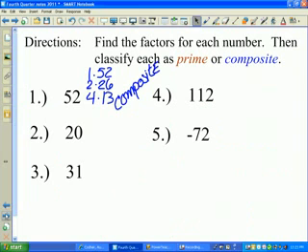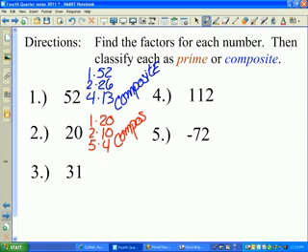Now let's look at 20. For 20, we know we can do 1 and 20. We can also do 2 and 10, and we also can do 5 and 4. So we have more than 2 factors here, so again, this is a composite. How about number 3, 31? Looks like 31 will be what's called a prime number, because the only factors I can think of for 31 are 1 and itself. Okay? There are no other 2 numbers multiplied together that can give me 31. You can try it, but it'll give you decimals. It has to be whole numbers, no decimals.